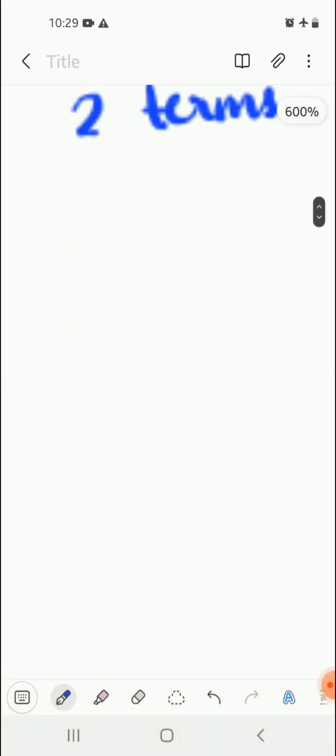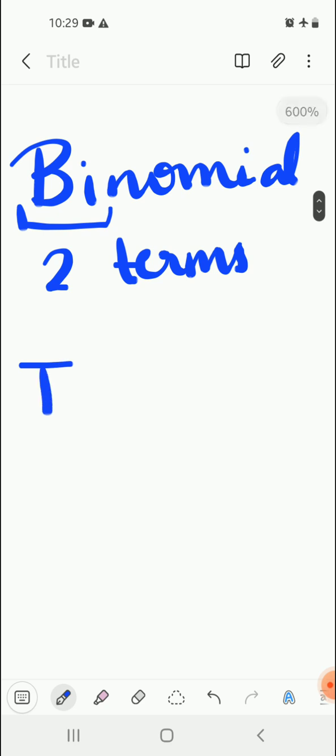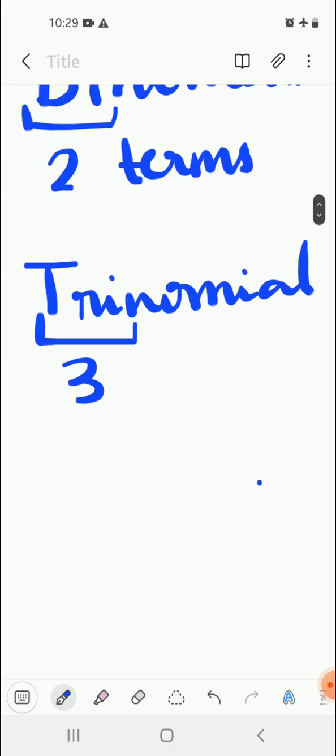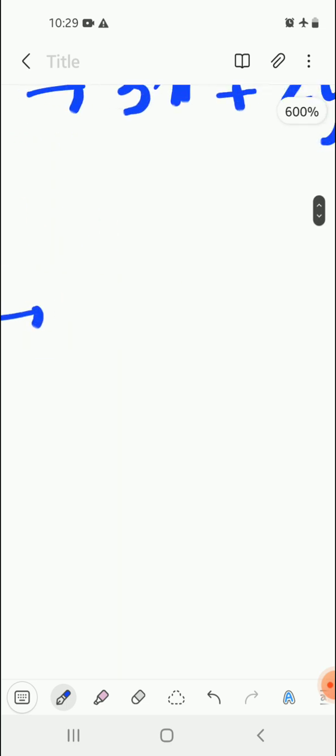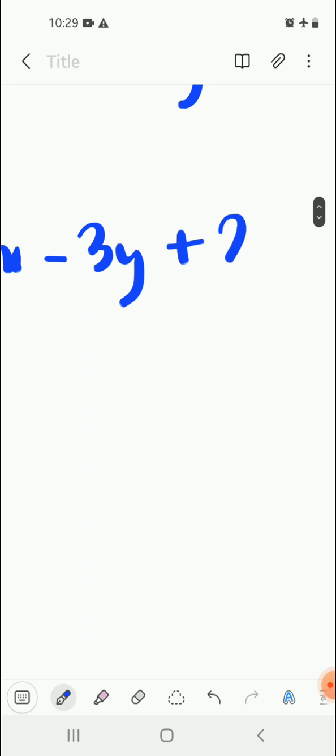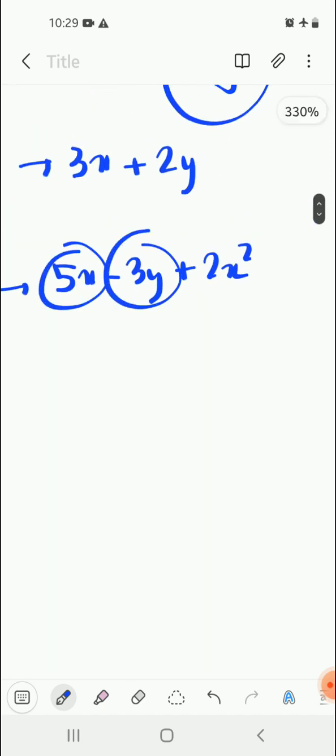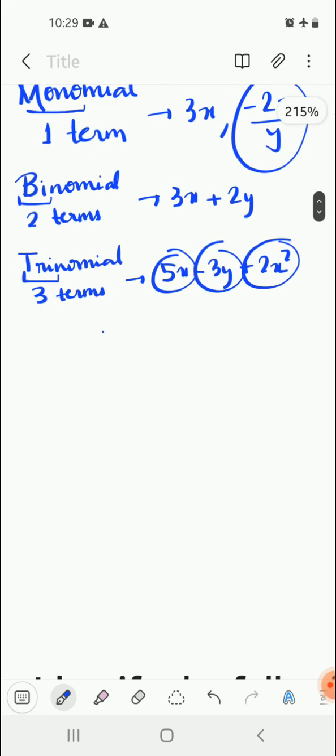Next is trinomial. Trinomial means an expression that has 3 terms because tri means 3. For an example, it can be 5x minus 3y plus 2x square. So see, 1, 2 and 3. So there are 3 terms.